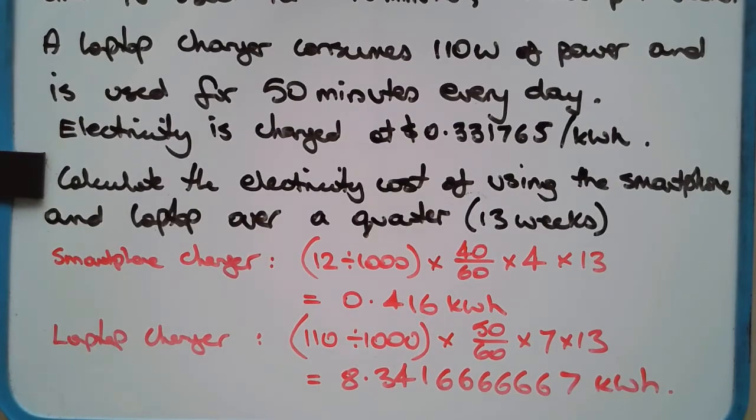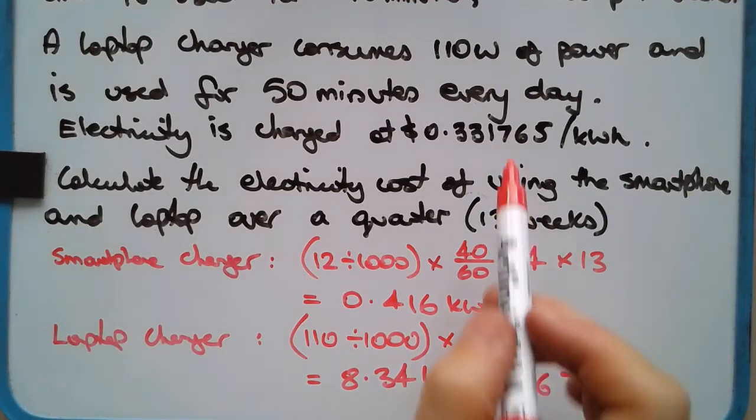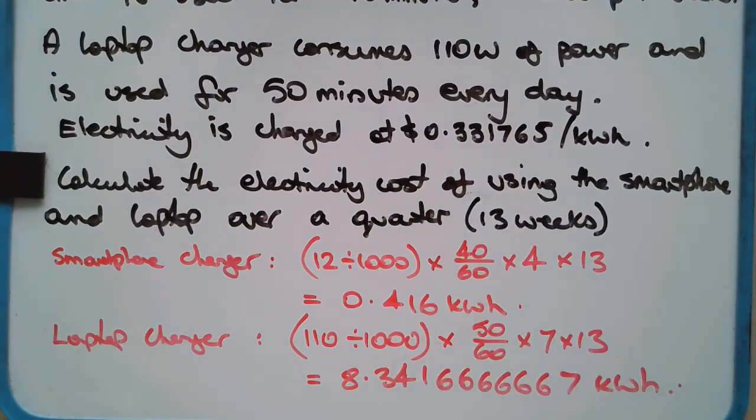Now we need to get the total cost. So what we're going to do is add these two values together first, and then multiply the sum of those by the cost per kilowatt hour to work out the total cost. So in fact, what we'll do first, I'll enter that because I need to flip the board over. 0.416 plus 8.34117. Yep, and we get 8.7576 recurring.